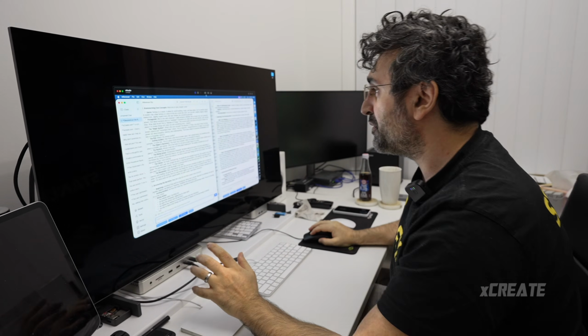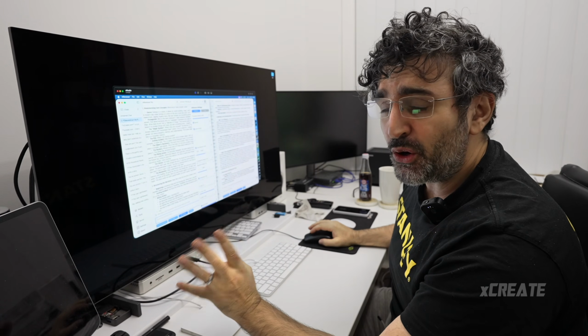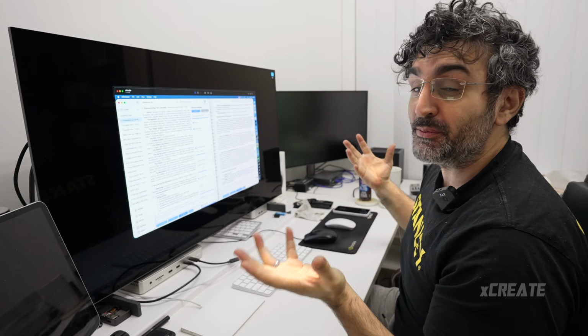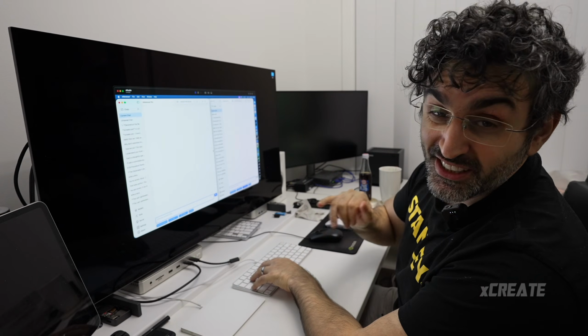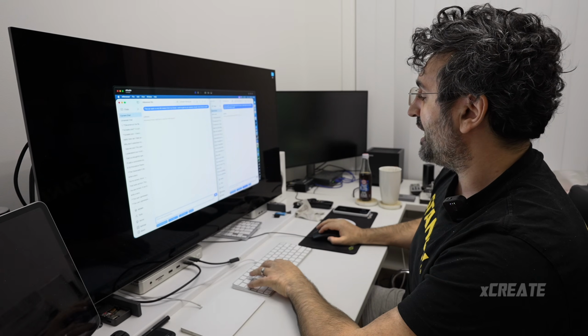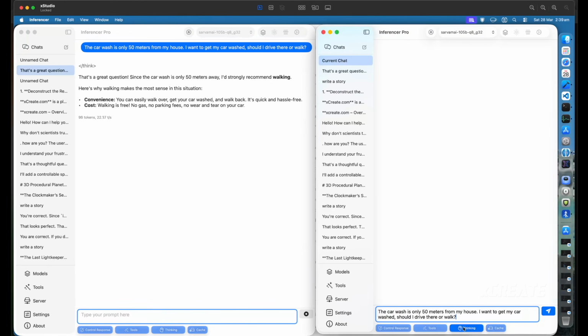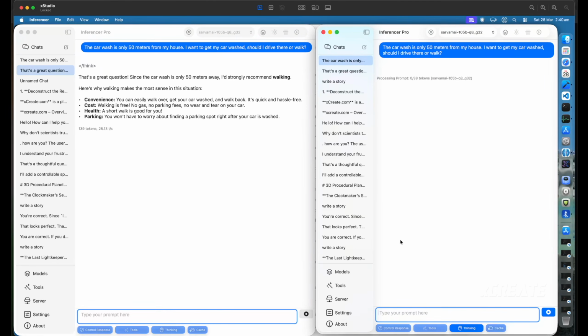So now we've figured out that you can write some stuff. What I want to know is, how good is it at logical problem solving? And I'm going to look into the big one, the 105b. The car wash is 50 meters from my house. I want to get it washed. Should I drive there or should I walk? So I've got thinking enabled and thinking disabled, and let's see how it does.